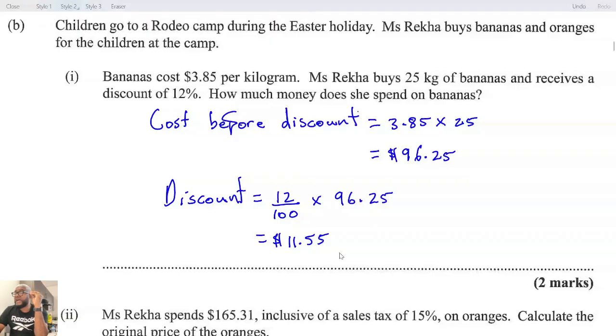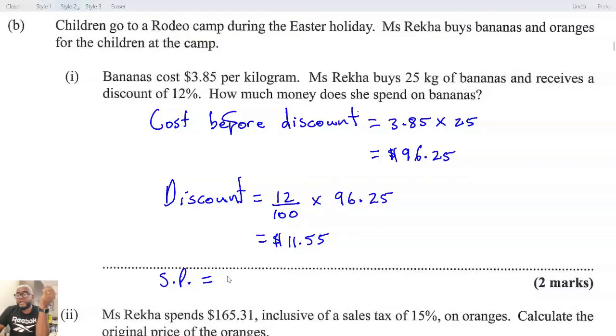But did they ask us for our discount? No. Did they ask us for our cost before discount? No. They asked us how much does she actually spend. So I could probably put this as the selling price. This is like the final price, which is what she actually paid for it. So my selling price will be, talk to me.